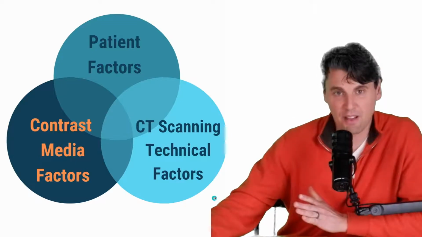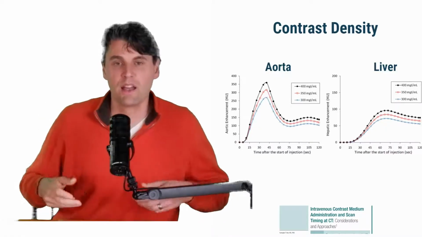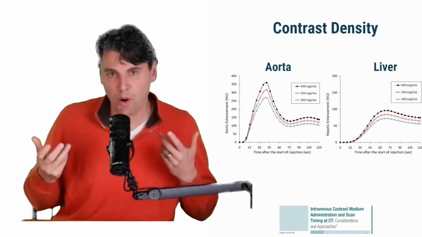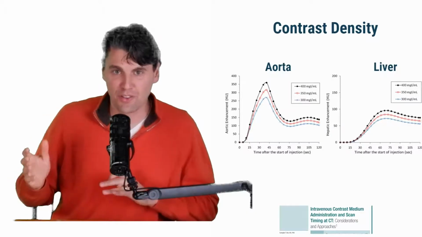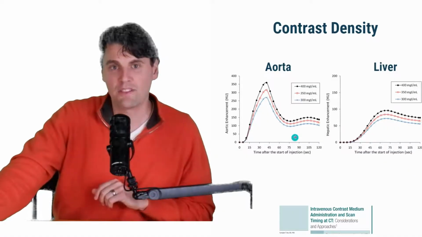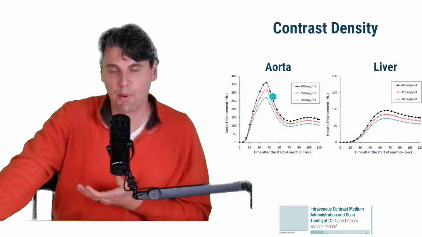The next is the contrast media factors. So the contrast density is the most straightforward one. If you have a higher density of contrast, it's going to stop more X-rays, and it's just that simple. So all else being equal, it's linearly related. As you have more dense contrast, it's going to stop more X-rays.